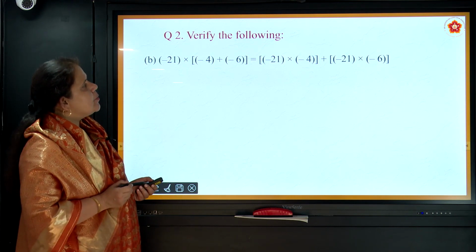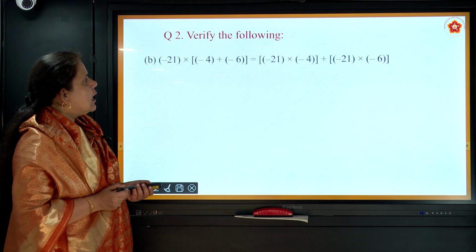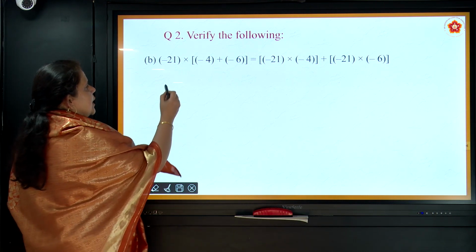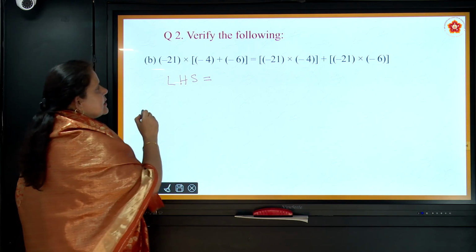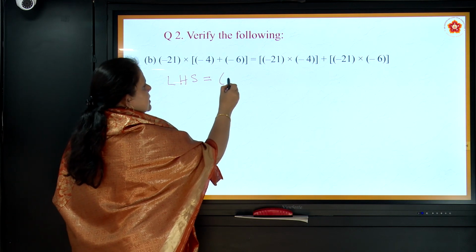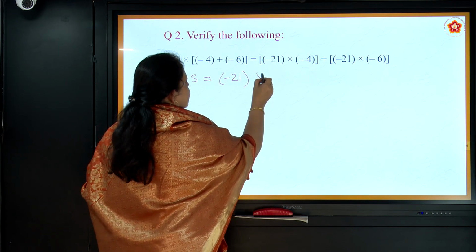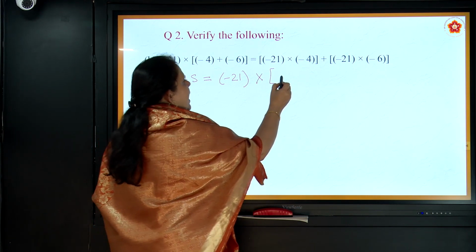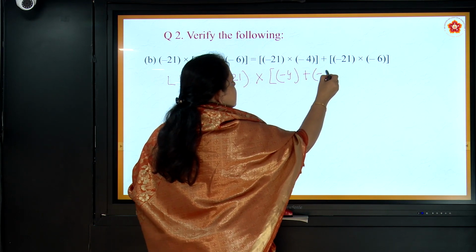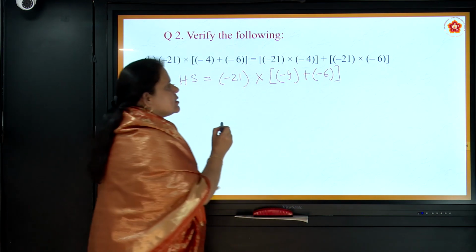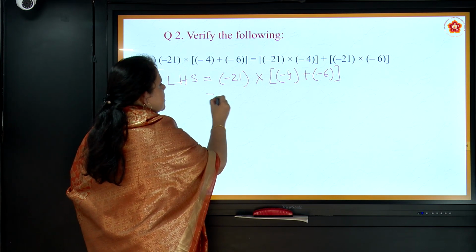Next question is similar to what we have just now done, only the numbers are changed. I'm sure that all of you would be able to do it. Please start from left hand and right hand side, and all you have to remember is that first you need to solve the bracket. So whenever bracket is there, you see minus 4 and minus 6 is there. So first see what will be minus 4 plus minus 6.